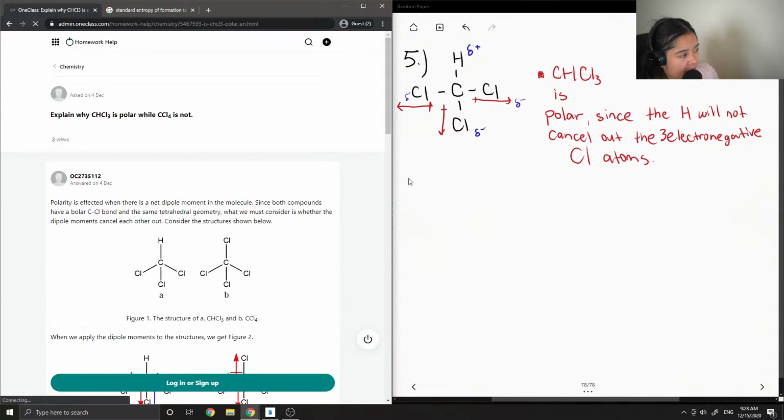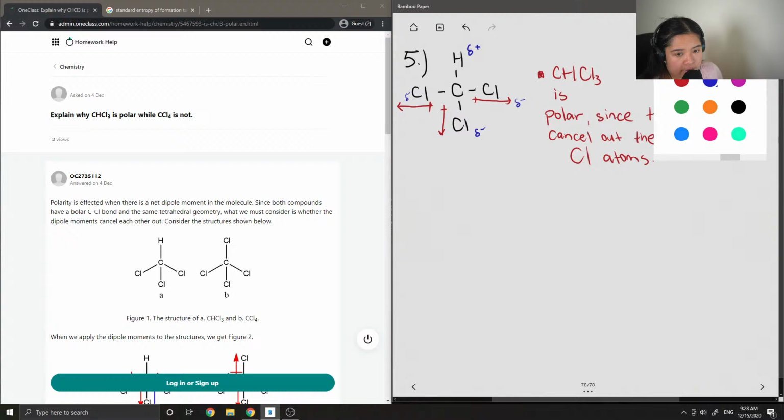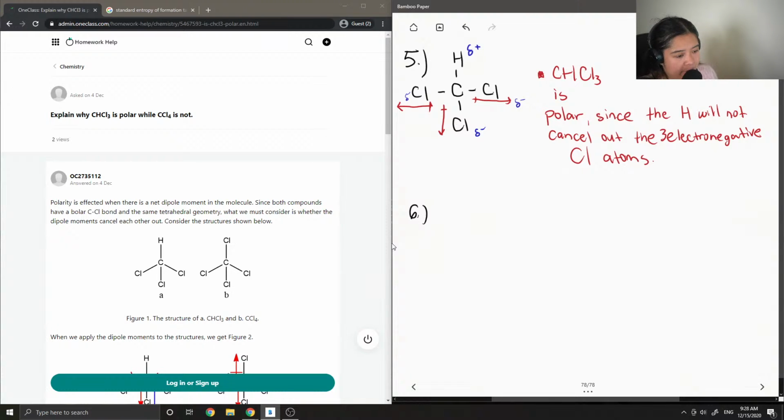Okay, so question number 6 is kind of like similar to the previous question, except it asks, explain why CHCl3 is polar, why CCl4 is not. So I can just write this on the same page just so that we compare. And now let me draw my structure for CCl4.